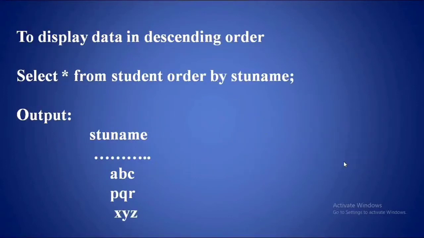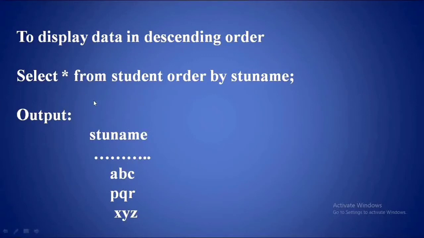Next, first display the data in order. The command is select star from student order by student name. This command is used to display the student names in order. Order means one by one, that means smallest to biggest. That is alphabetical order, A to Z.